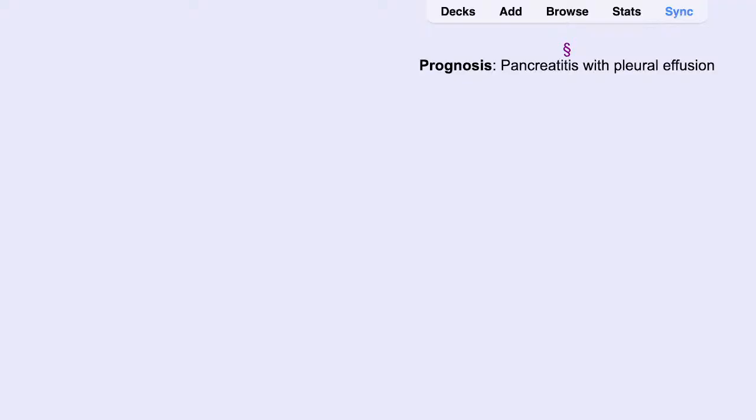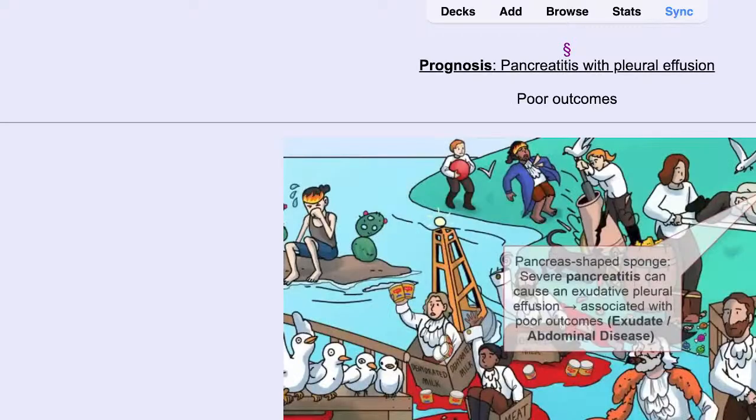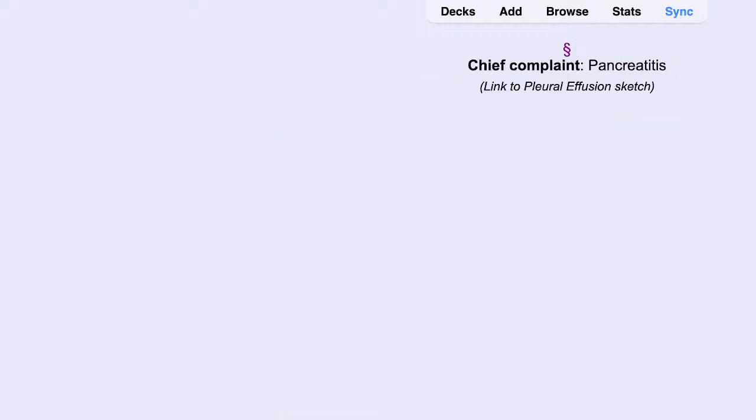Whatever. Pancreatitis with a pleural effusion is kind of poor. The outcome is poor. That is sad.